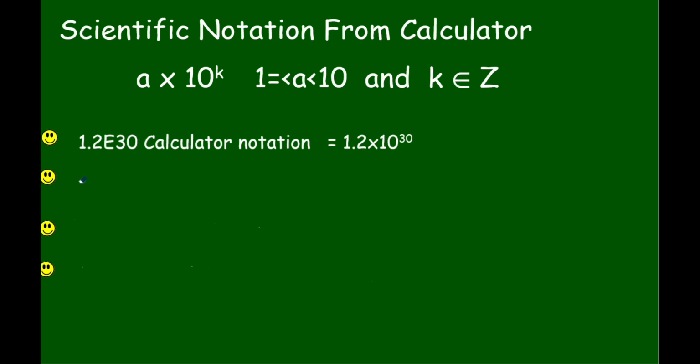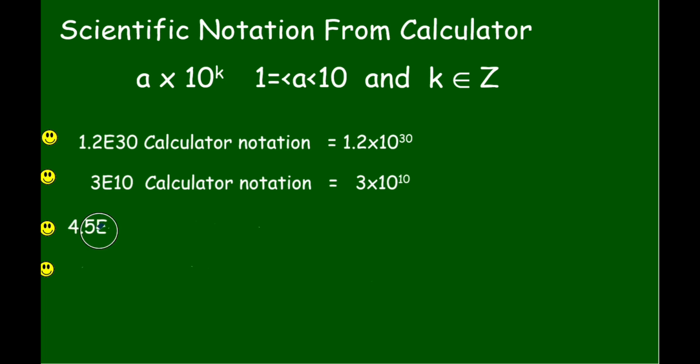Let's work with 3e10 as a second example. Pause the video and try converting this number into scientific notation. Just like before, the e stands for exponent, so 3e10 represents the number 3 multiplied by 10 raised to the power of 10. If you see something like 4.5e-10 on your calculator, the e still stands for exponent, but this time, the negative sign indicates that the number is very small. This number represents 4.5 multiplied by 10 raised to the power of -10.